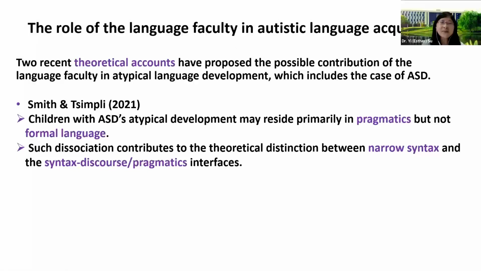One study, by Smith and Tsimpli, mentioned that atypical development in children with ASD may reside primarily in pragmatics, but not formal language. Actually, this is also the general agreement in the field, that children with ASD have great impairment in pragmatics, but maybe not formal language. I'm going to show you more empirical studies about this later.